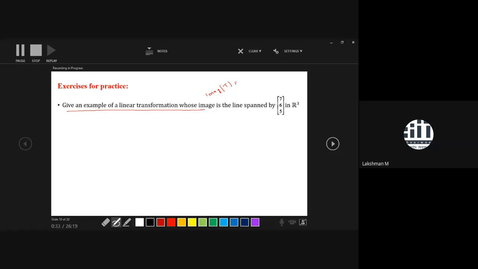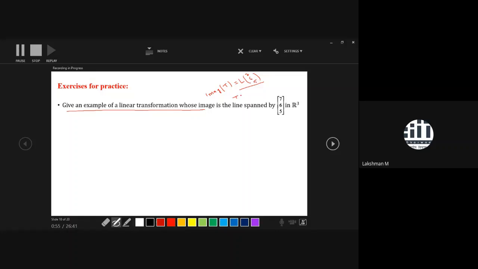This question is an inverse problem kind of question. Here, the image of T is the linear span of this three-dimensional vector with entries 7, 6, 5. So this is the linear span of this three-dimensional vector. Now you have to find what T is.